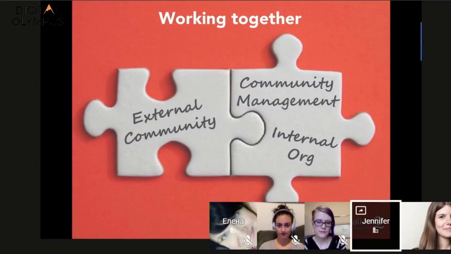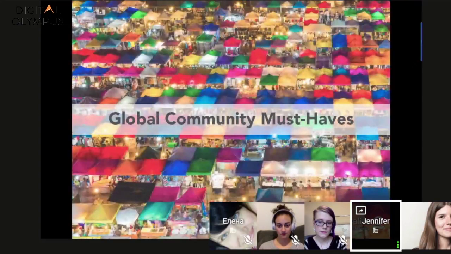So oftentimes it starts with the external community, people who are all over the world, and then you have the internal organization. And if the two aren't working together hand in hand, then seeing it grow into a global community will be very difficult, because the internal needs to understand the external. So I want to walk you through two sides: what you must think about from the global community perspective, and also what you must think about from the internal management of that. So first off, let me walk through those global community must-haves.